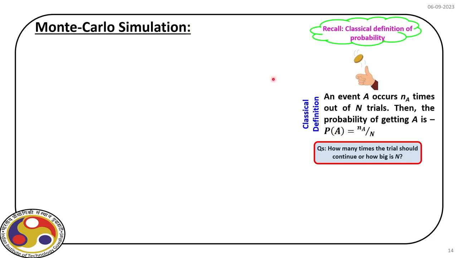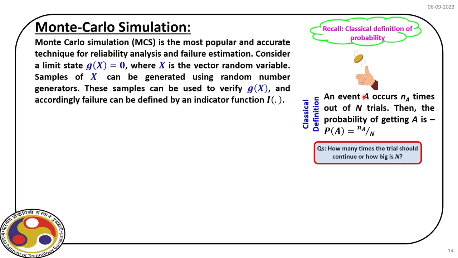So with that classical definition, we can now extend it for our reliability based design. In that case, we consider this event A to correspond to a failure case when we consider a limit state. So if we define the Monte Carlo simulation problem, we have a limit state g(X) equal to 0, where X is the vector of random variables. It may be correlated, it may be uncorrelated, and the different random variables in this capital X can follow normal or any other distribution. We can generate the samples of X, then for every possible set, we can substitute that value in this limit state equation.